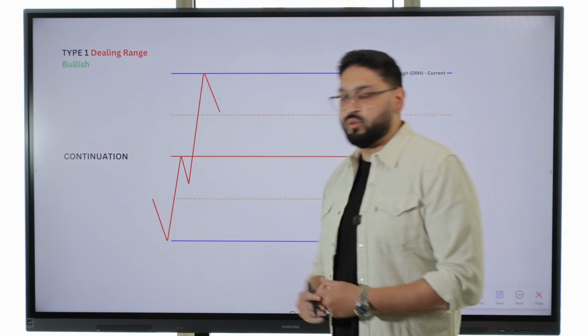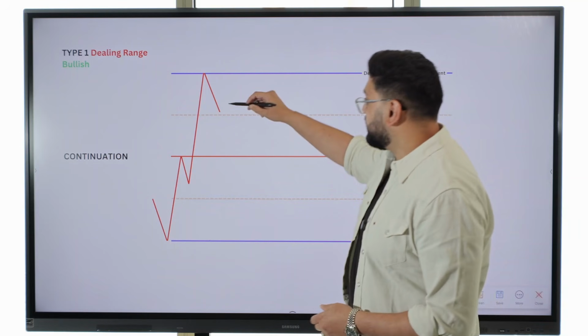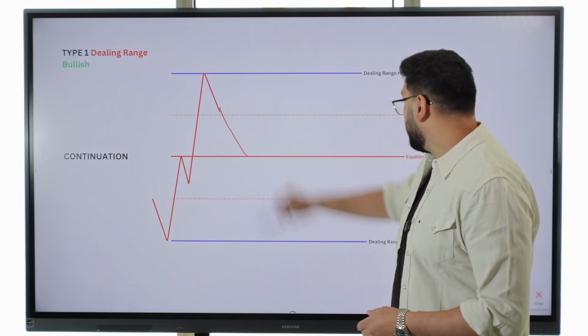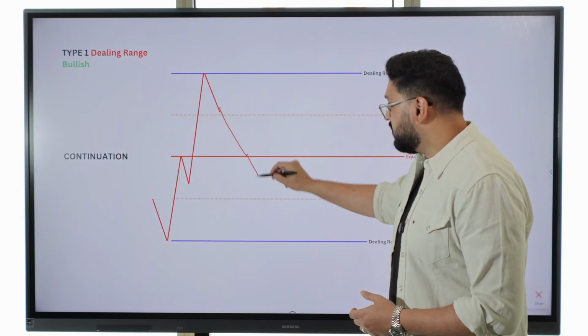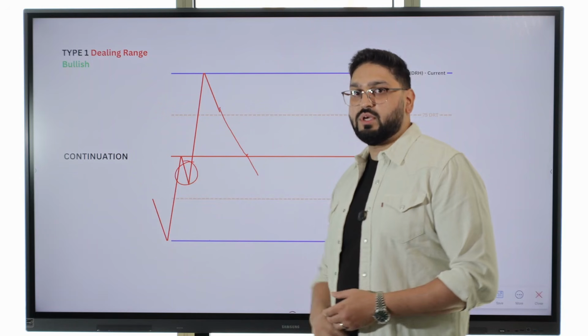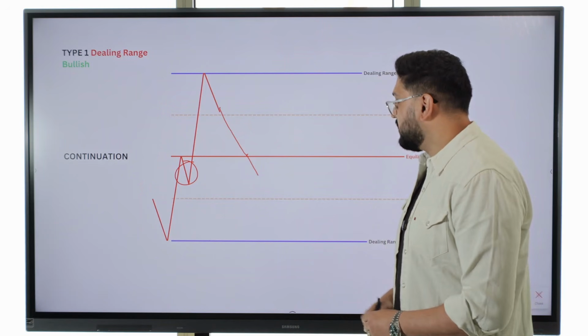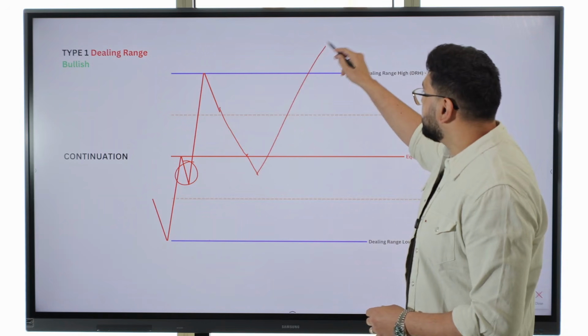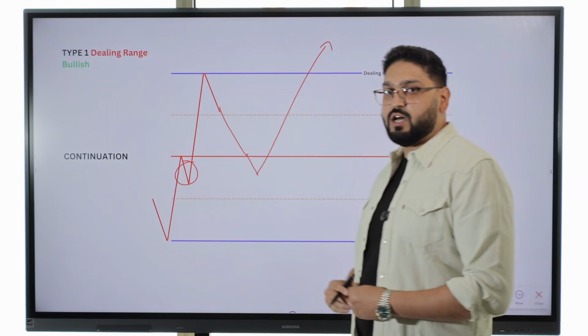So in a type 1 bullish dealing range, we again anticipate the market to drop into equilibrium or below and find something to the left that we can use as an entry to key off to send price higher back above the dealing range high.